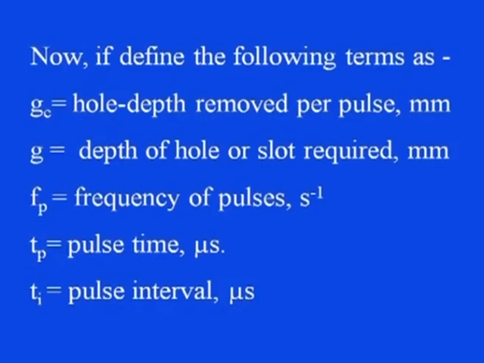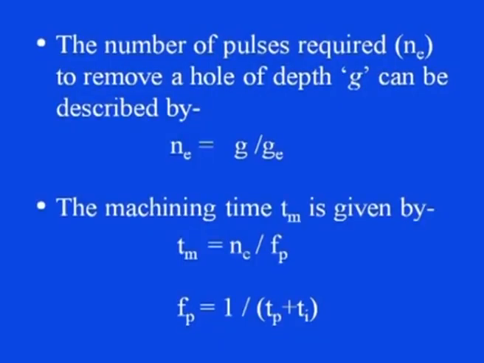Now, if we define the following terms: ZE is the hole depth removed per pulse in millimeter, Z is the depth of hole or slot required in millimeter, Fp is the frequency of pulses per second, and Tp and Ti are the pulse time and pulse intervals in microseconds, then the number of pulses required, that is NE, to remove a hole of depth Z can be described by NE equal to Z by ZE.